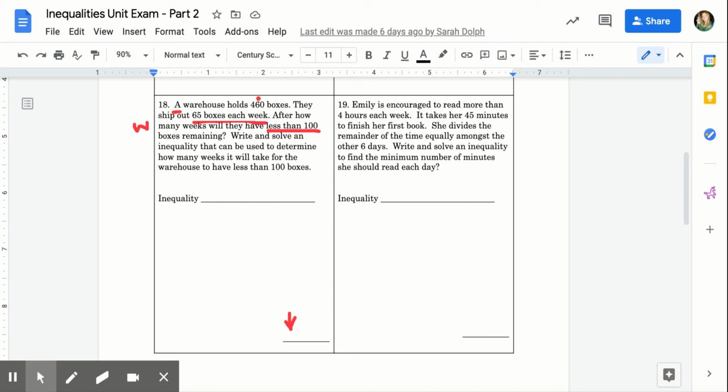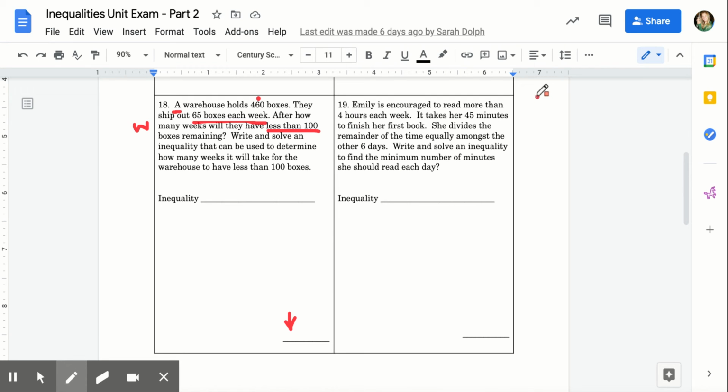So you need to write and solve an inequality to find the minimum number of minutes she should read each day. So I see one thing that's a little confusing here. It's that they're talking about hours, and then they're talking about minutes, and they want us to actually find the minimum number of minutes she should read each day. I would first say, how many minutes is 4 hours?